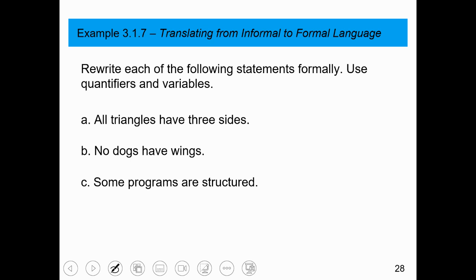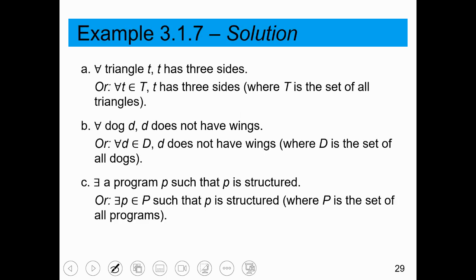Rewrite each of the following statements formally. Use quantifiers and variables. If you like, you can pause this video and try it yourself. Try to use the universal quantifier and the existential quantifier in these statements. So here are just some examples of how you could say this, again using the universal quantifiers and the existential quantifiers. And I'll give you just a moment to read through this.